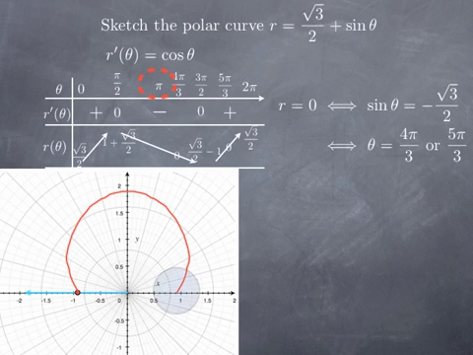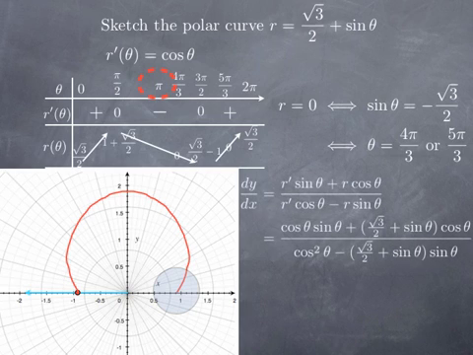Now we can ask, okay, what is the slope of the tangent line here? And we can do that using our formula that dy over dx is given by r prime sine plus r cosine divided by r prime cosine minus r sine. In our case, r prime is cosine and r is root 3 over 2 plus sine. So we plug things in, and now we can plug theta equals 0 in this.